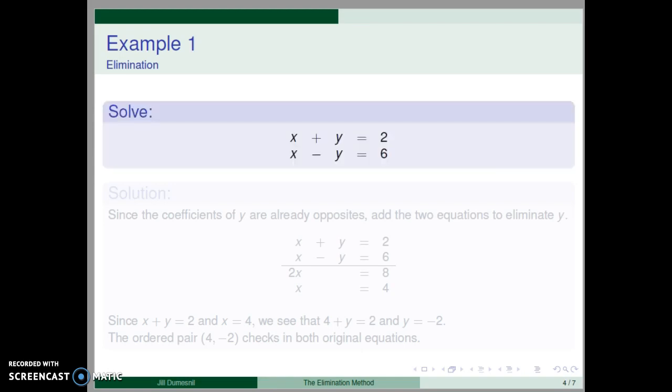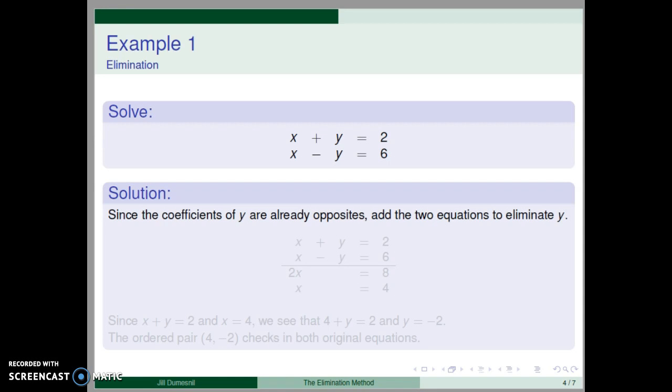First, let's solve the system with equations x + y = 2 and x - y = 6. We will apply the previous steps, but we notice the coefficients of y are already opposites, so we can add the 2 equations to eliminate y. Notice that adding the 2 equations is the same as adding equals to both sides of one equation. We get 2x + 0y = 8, thus x = 4.